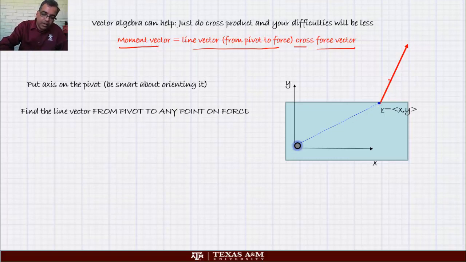It doesn't have to be here. If it's easier to find the line vector to this point, it doesn't matter. You may want to find that. It really doesn't matter, as long as it's on the line of this force. So if this point is easy to find, you can find this line vector.